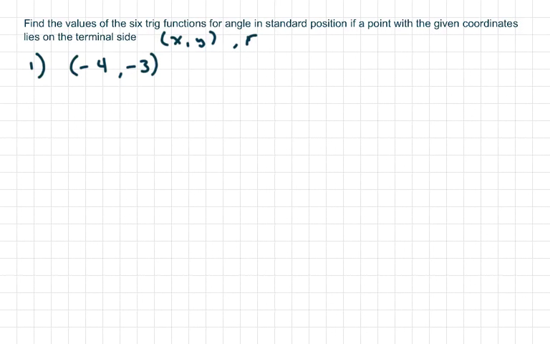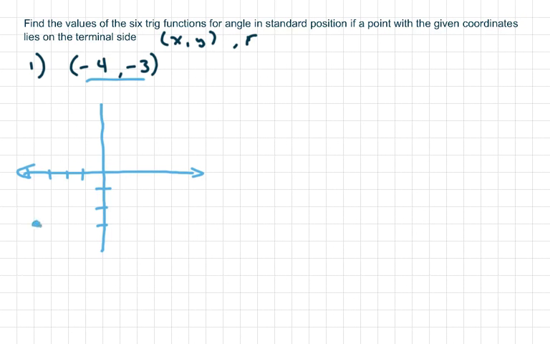Everyone. We're going to find the values of the six trig functions for an angle in standard position if the point with the given coordinates lies on the terminal side. Let me talk about what this means. For example, this point right here is -4, -3. So it's right here. That's the point.